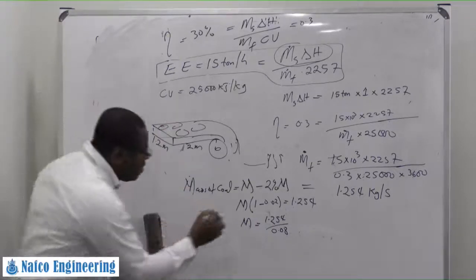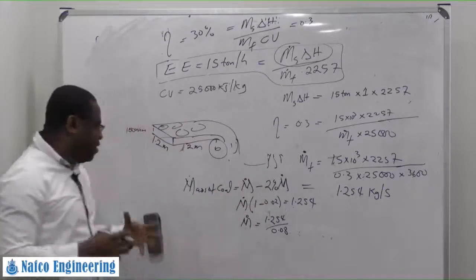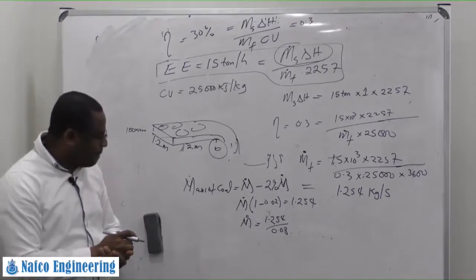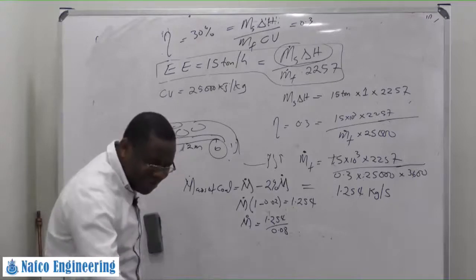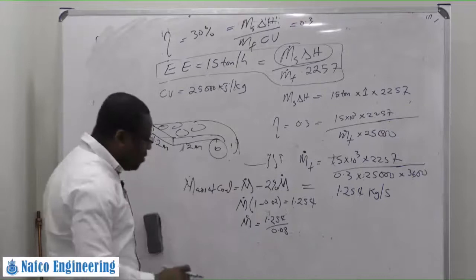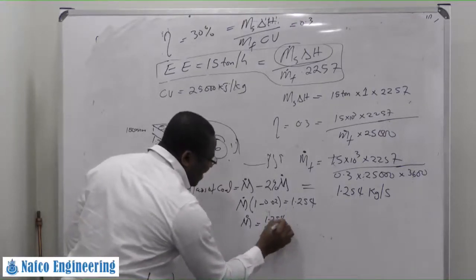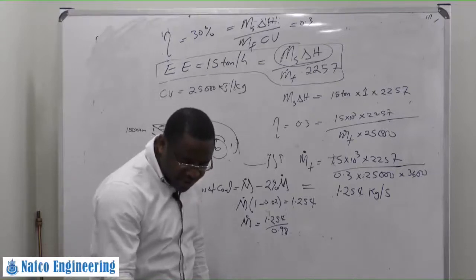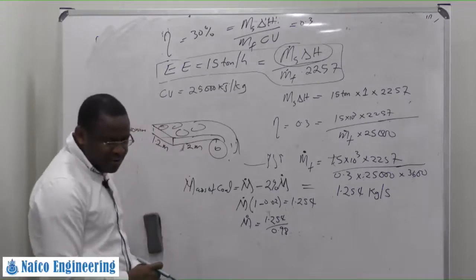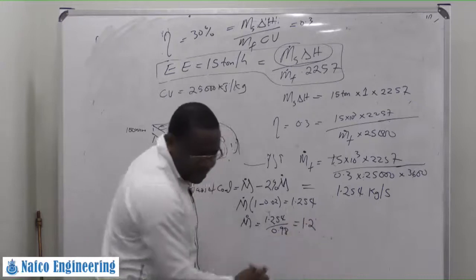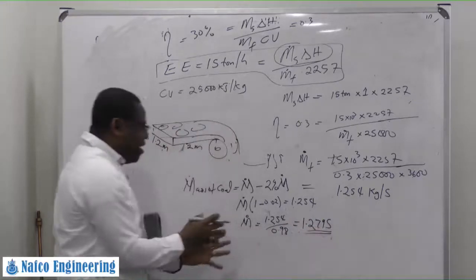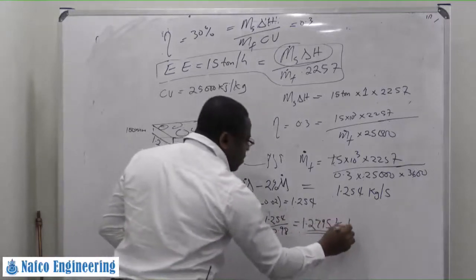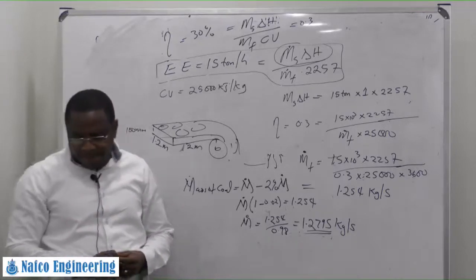This is actually the total mass flow. Remember, this is a flow rate. One minus 0.02, please check it very well. So 1.254 divided by that, you get about 1.2795. This is the actual mass of coal that is on this grate and it's moving, in kilogram per second.